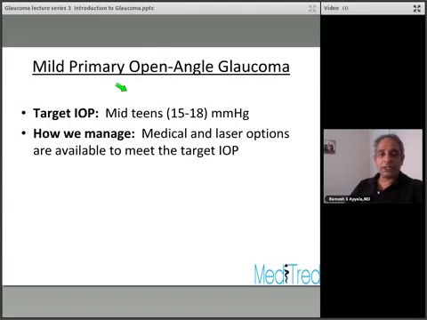So the target here is below 20, around 18 or so, 18 or less, especially given the fact that this patient has only one eye. Medical and laser options are available to meet the target intraocular pressure, meaning that this particular patient could be treated either medically, like we are doing now with Cosopt and Xalatan, to bring the pressure down to below 18, or you can add or top it off with laser treatment as well, ALT. There is certainly no indication at this point for us to consider surgical intervention.